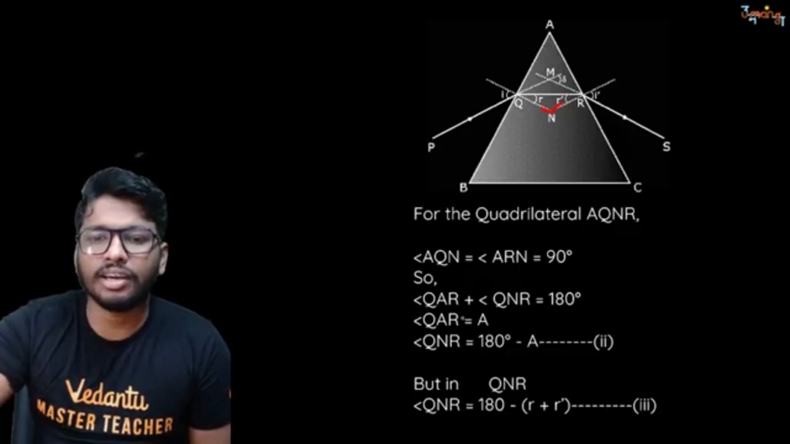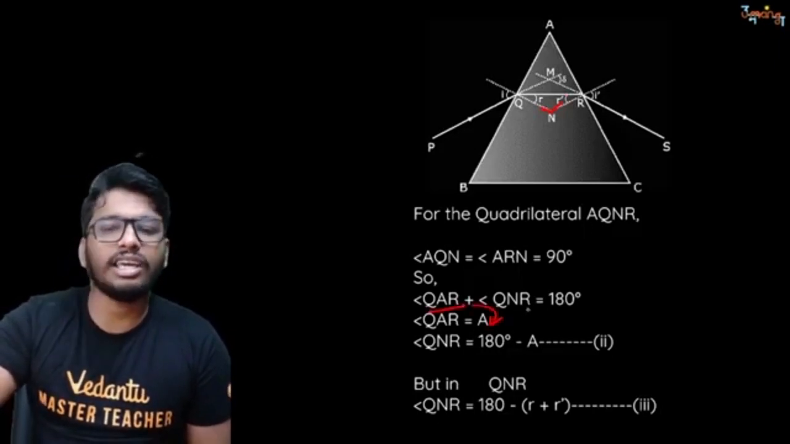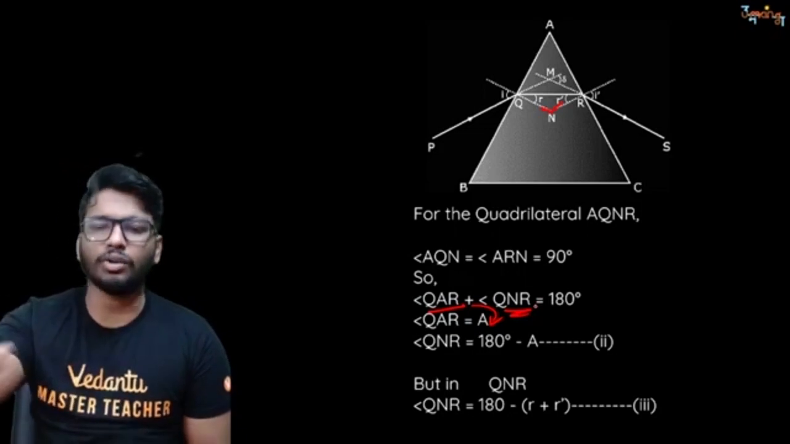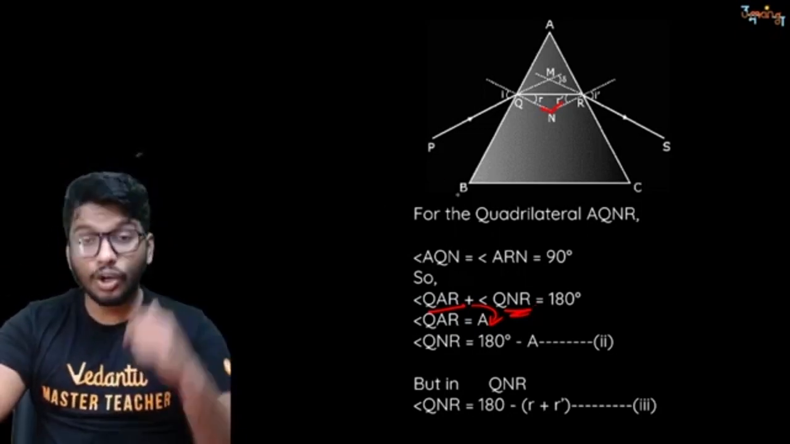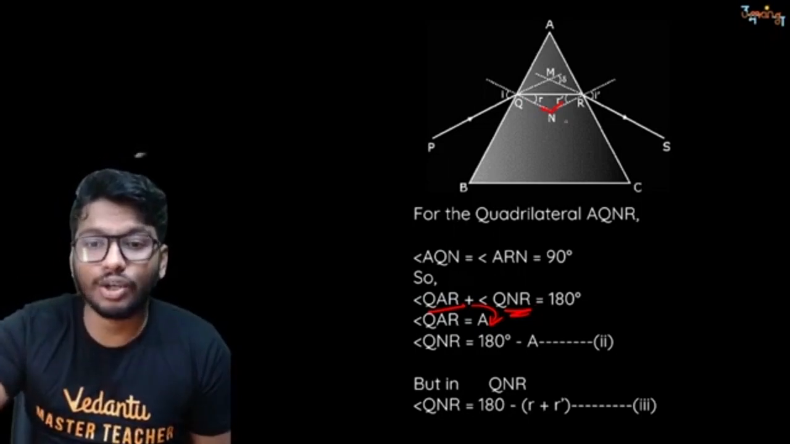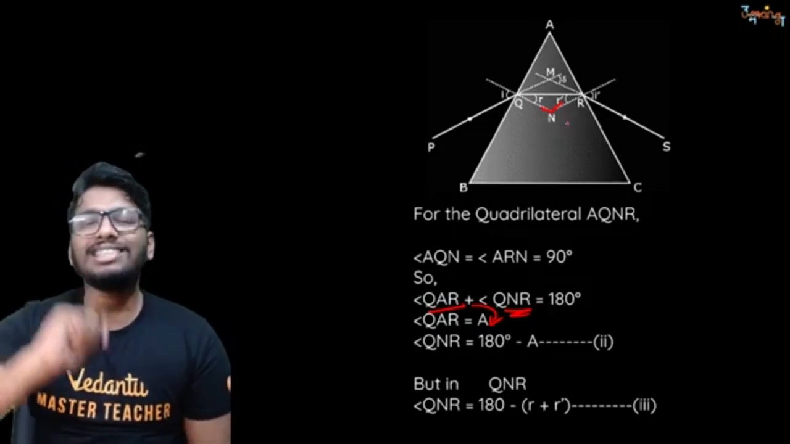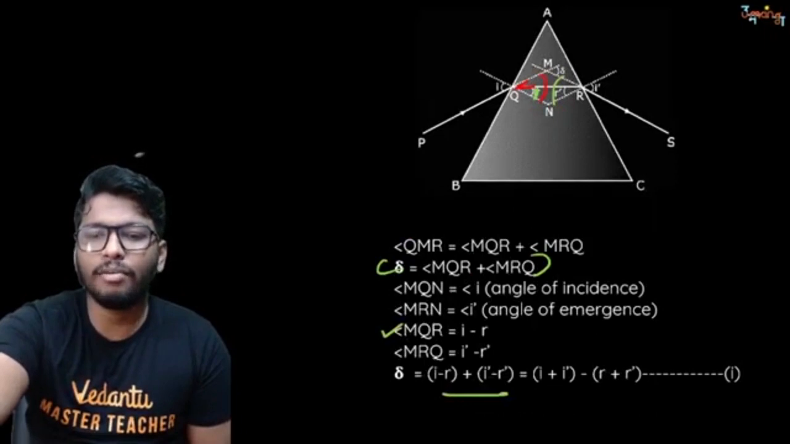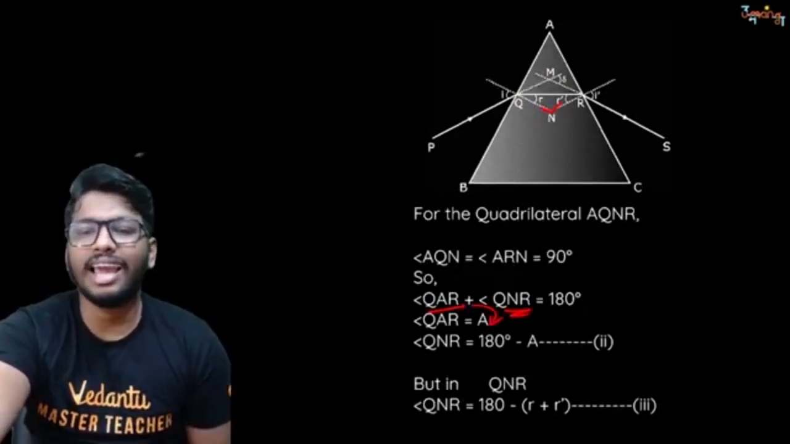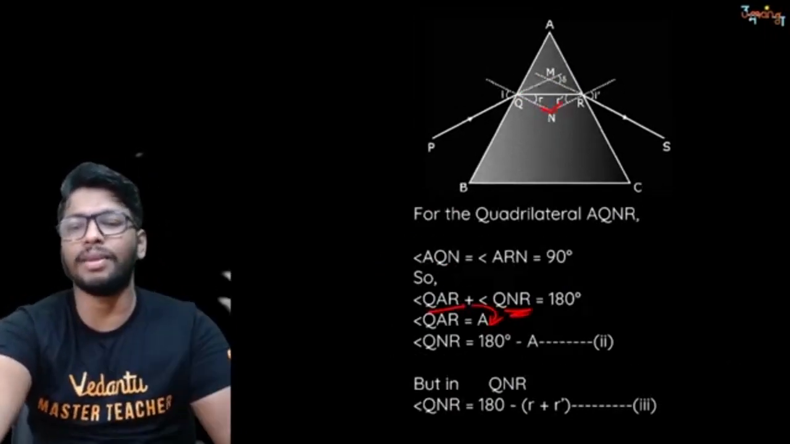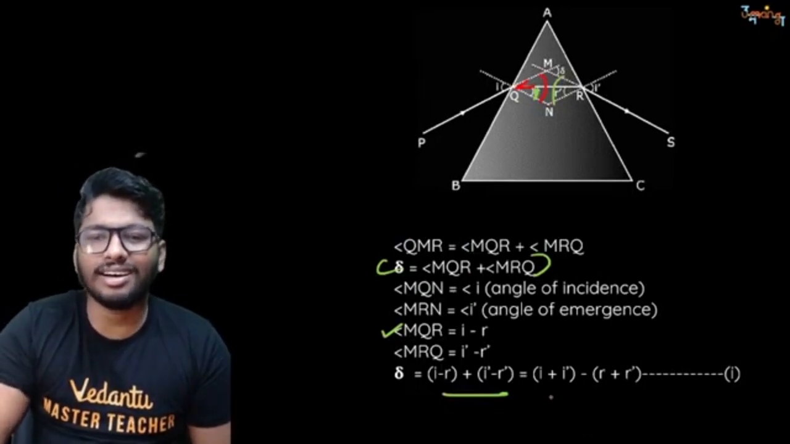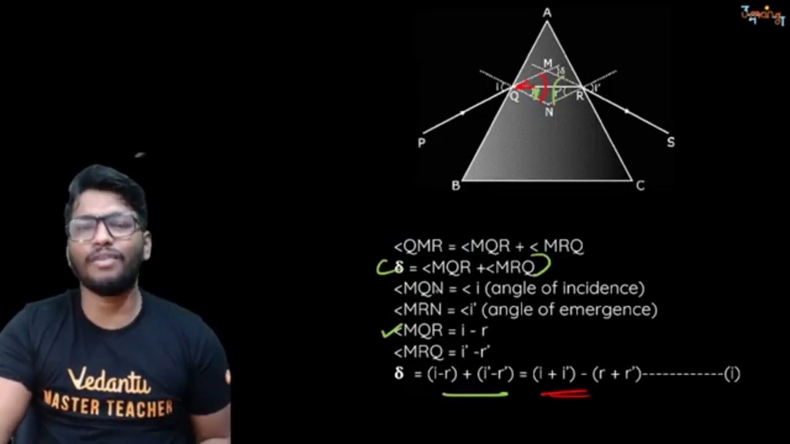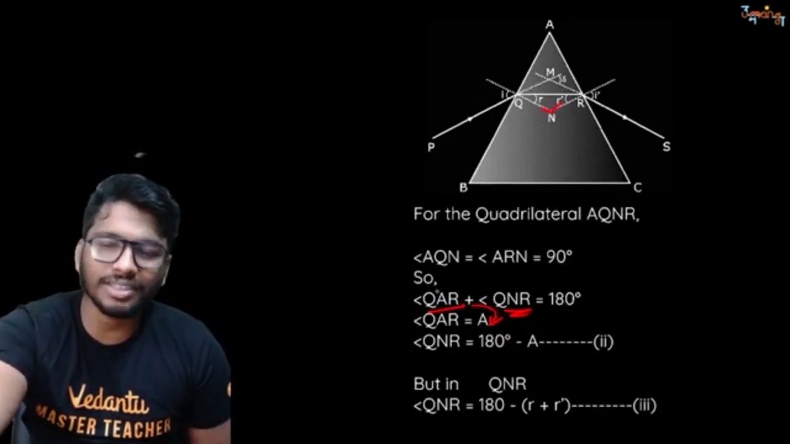I'm just substituting A in place of QAR, and rearranging the equation to get QNR. So QNR is equal to 180 minus A. Very simple. Now, in QNR, what is A? We have seen this before. From the previous equation, what is A? This is what we got before: I plus I dash minus R plus R dash.